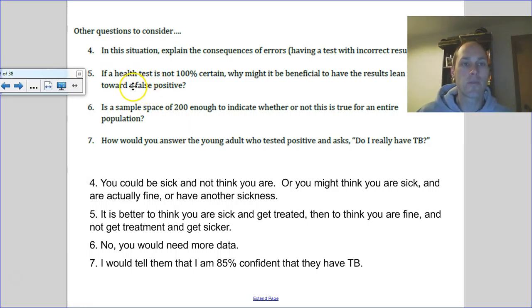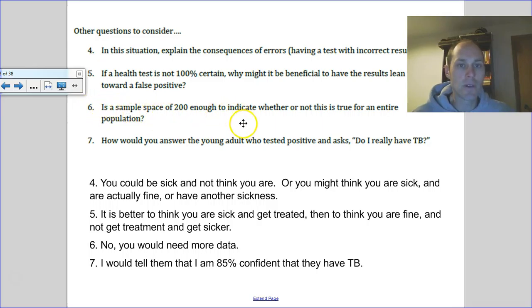Number 5, if a health test is not 100% certain, why might it be beneficial to have results lean more towards a false positive? So why is it better that we think we have it instead of results leaning more towards a false negative, where you don't think you have it but you actually do? I think that's pretty obvious there. Well, it's better to think you're sick and get the treatment than, on the other hand, to think that you're fine and you don't get any treatment and you'd actually maybe get sicker.